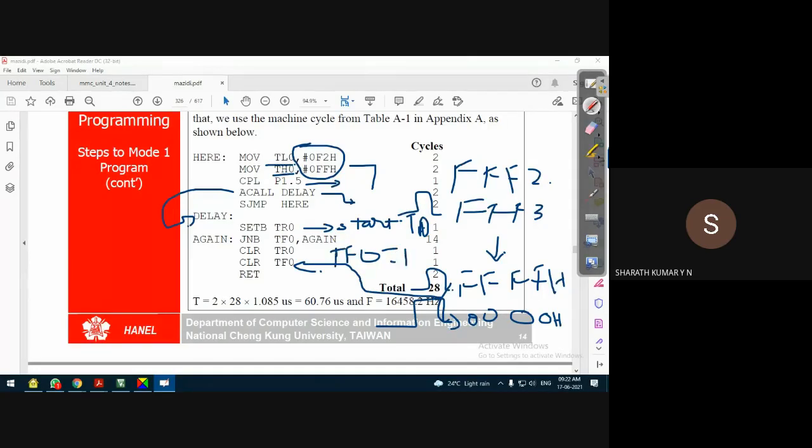When TF0 flag is set to 1, just a second. Somebody is on the line.